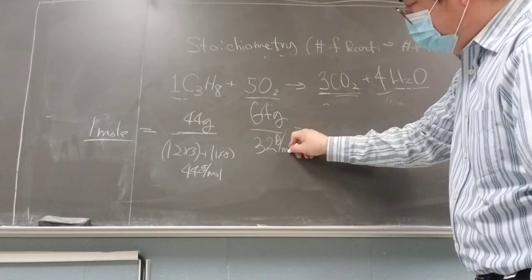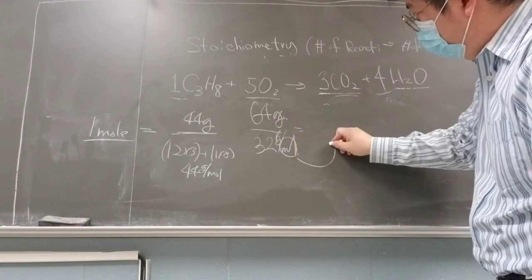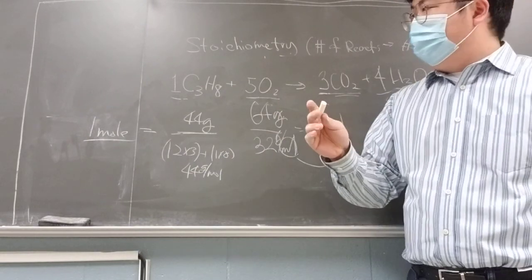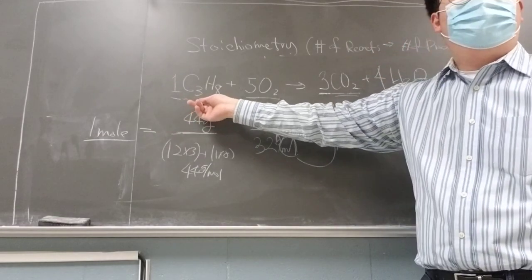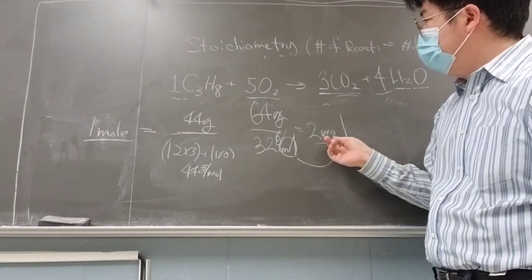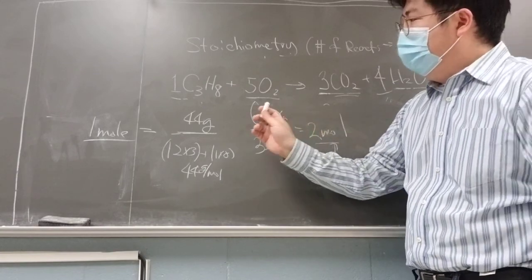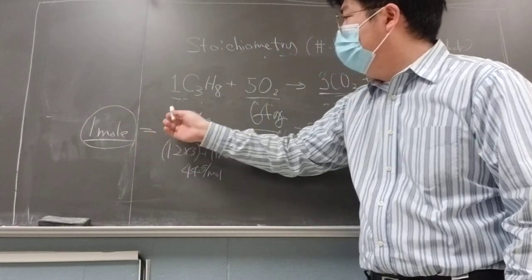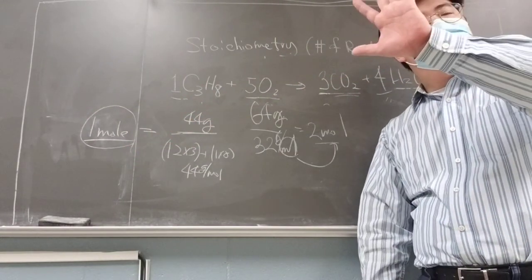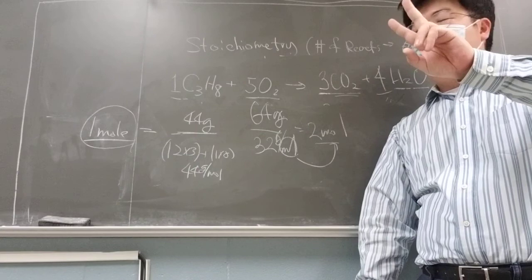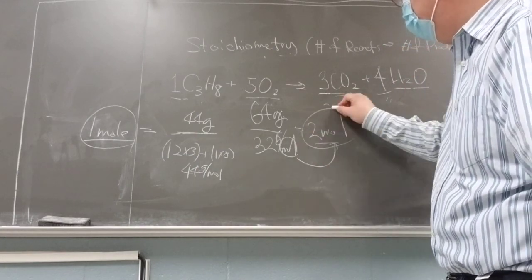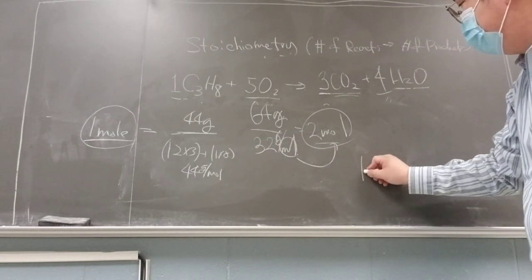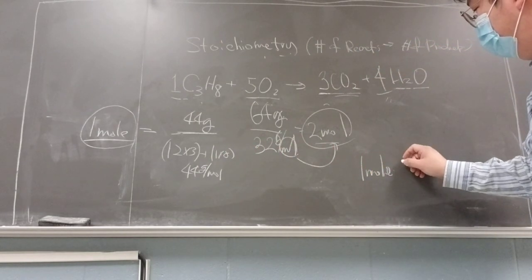So if you do that, there will be two moles of this one. So here's the thing. You have one mole of propane over here, and now you have two moles of oxygen over here. But whenever you have one mole of propane, you need five moles, not two. So you have only two moles, but you need five. So the moles of the propane here, right?